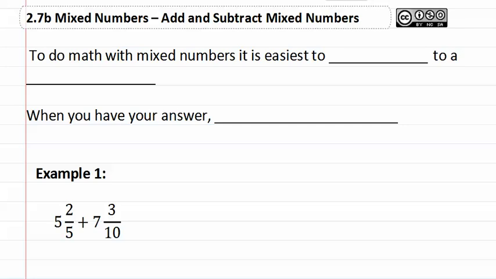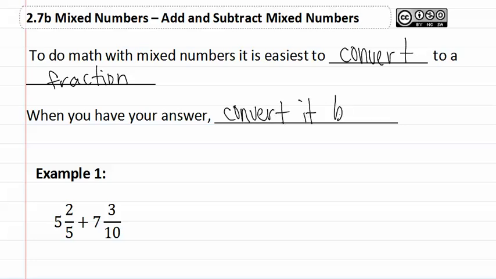2.7b, adding and subtracting mixed numbers. To do math with mixed numbers, it is easiest to just convert to a fraction. But when you have your answer, you do need to convert it back. Let's look at this in example one.